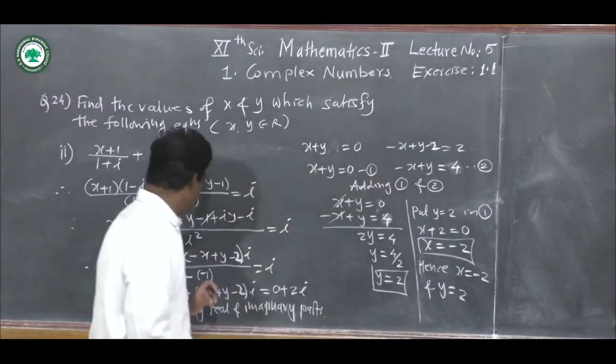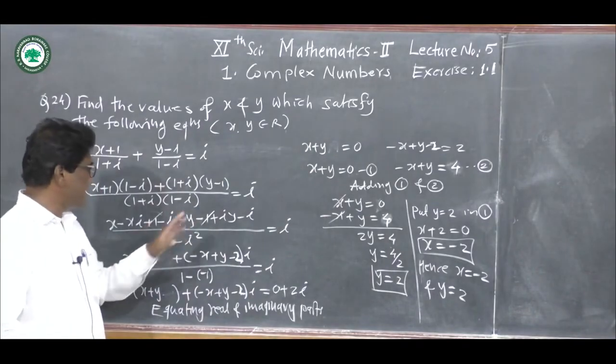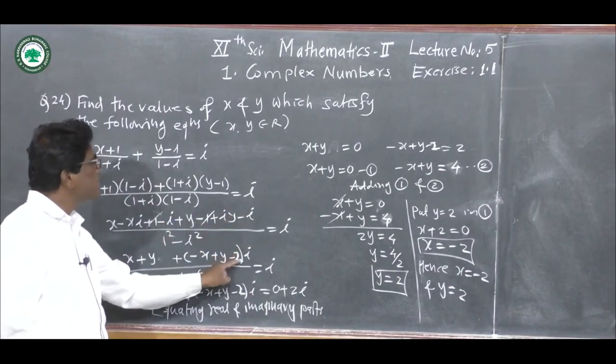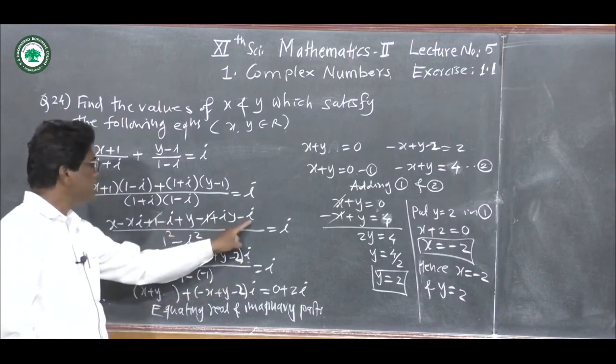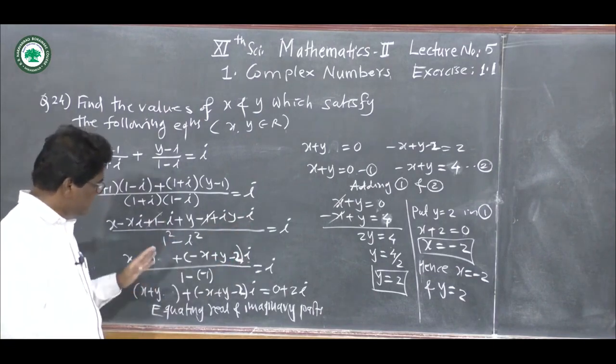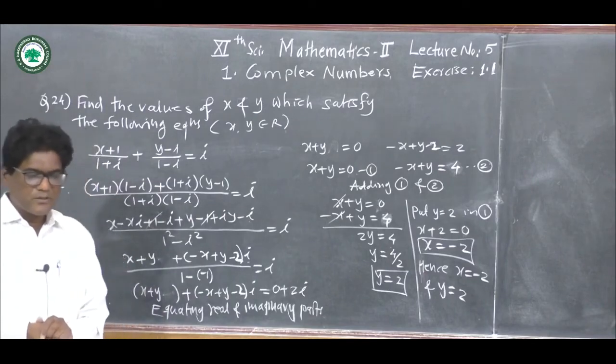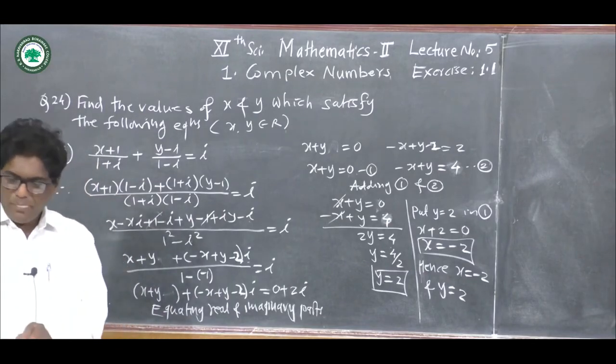So correct this problem. Here plus 1 and minus 1 get cancelled. This minus i and minus i is minus 2i, so minus 2 into i. Firstly minus 2 and then take i common. So in this way solve this problem number 2 of question number 24.